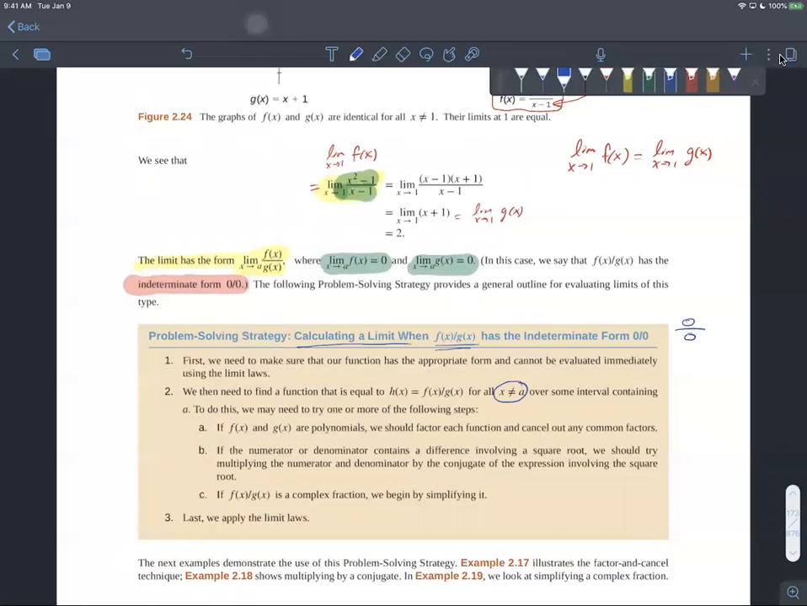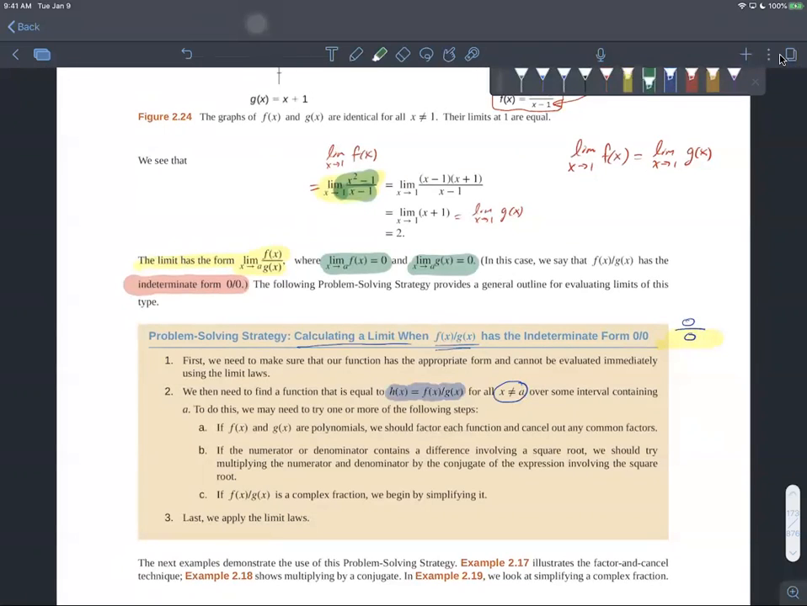Since we're getting this form 0 over 0 when we do our direct substitution, that means that the value of a is making the denominator 0. So we want to find another function, h of x, that is equal to our f of x over g of x in every place except at x equals a, over some interval containing a. To do this, we may need to try one or more of the following steps.